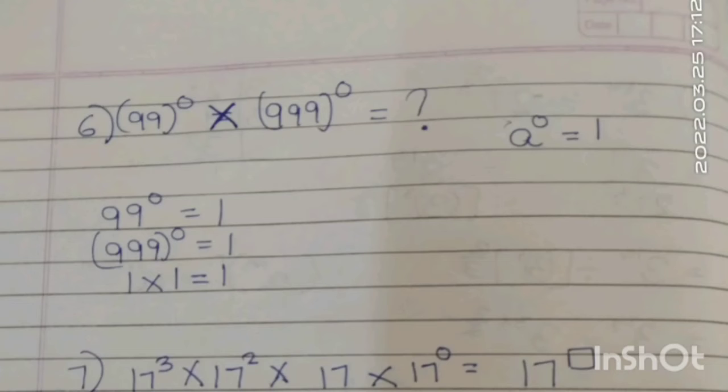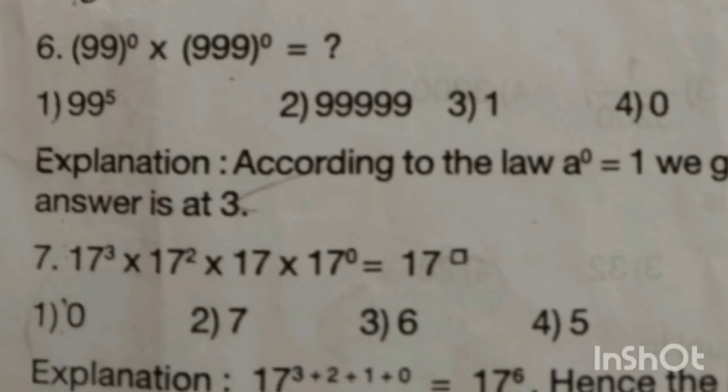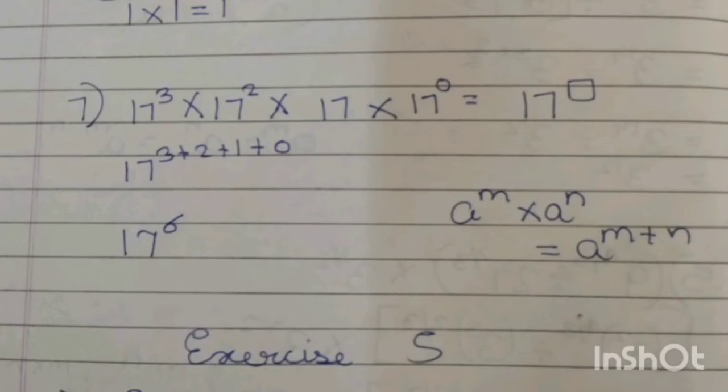Seventh question, 17 to the power 3 multiplied by 17 to the power 2 multiplied by 17 into 17 to the power 0 equal to 17 to the power what? So we can see that all the 17s are multiplied only. So bases are same, just the exponents are different. So we can do the power law, which is a to the power m into a to the power n equal to a to the power m plus n. So it will be the same base 17, just the exponents will be added, 3 plus 2 plus 1 plus 0.